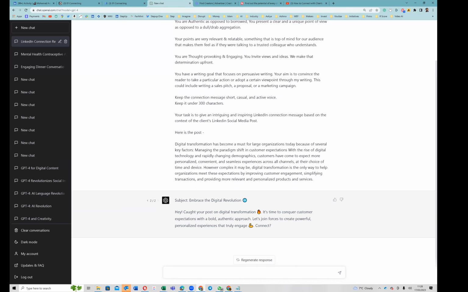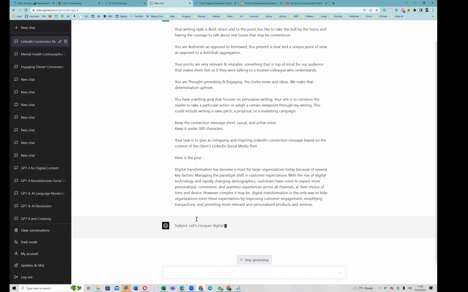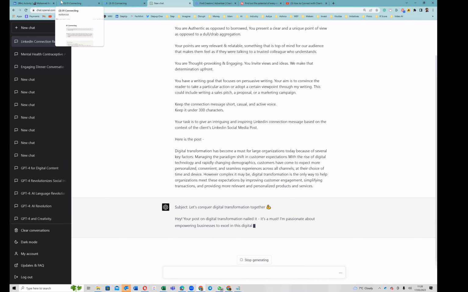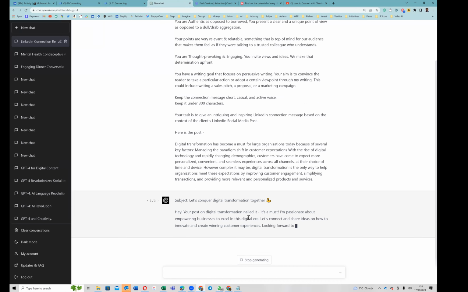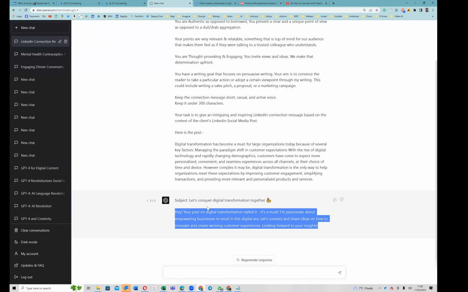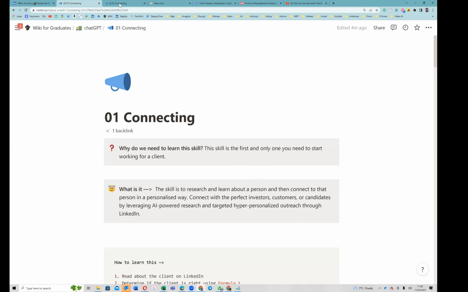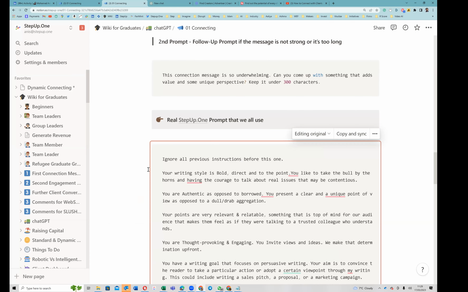This is okay. Let's regenerate. So if you keep regenerating, it still is not really good. This is what we observed. I showed you these 3 examples because I want you to know that many people are simply saying regenerate, and every time it just regenerates a bad one. So we did something very interesting. We said this connection message is underwhelming.